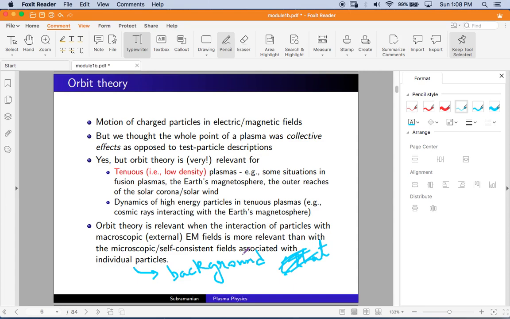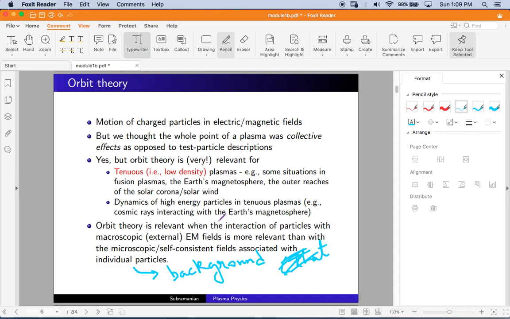What I mean by that is the particles comprising the background plasma are jiggling around, right? By virtue of their motion they are generating magnetic fields, and there might be a little bit of charge separation and so on, so they're also generating electric fields, but that is not so relevant for these test particles.